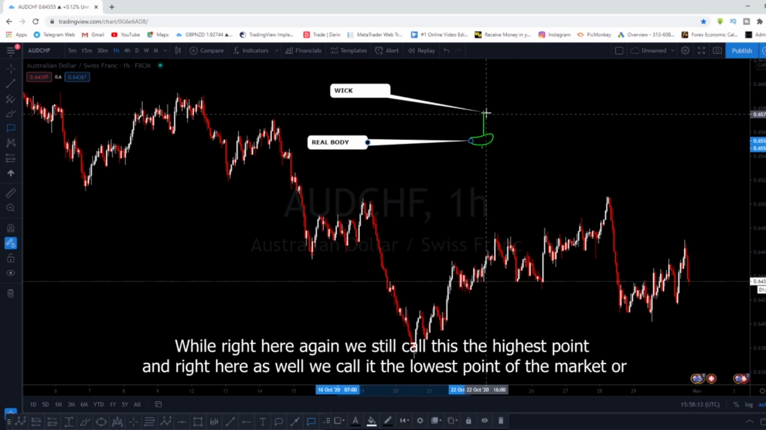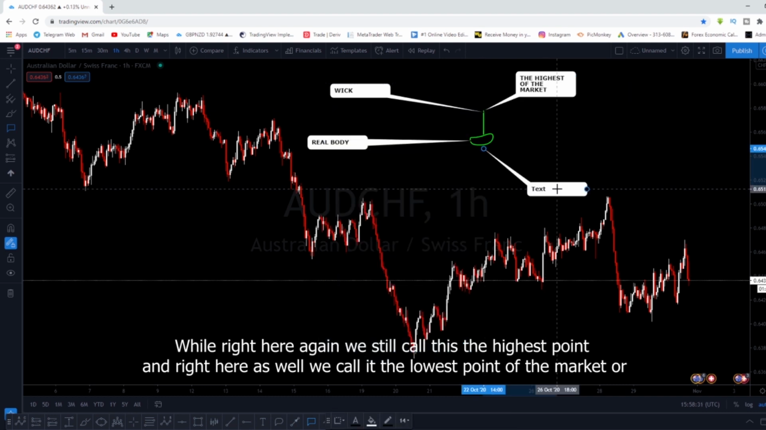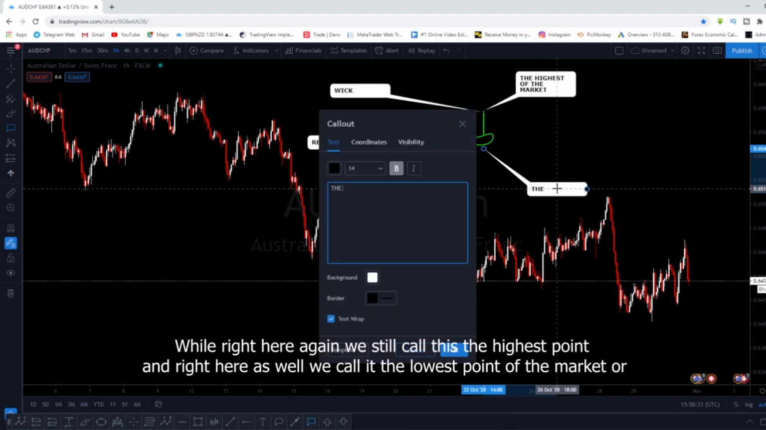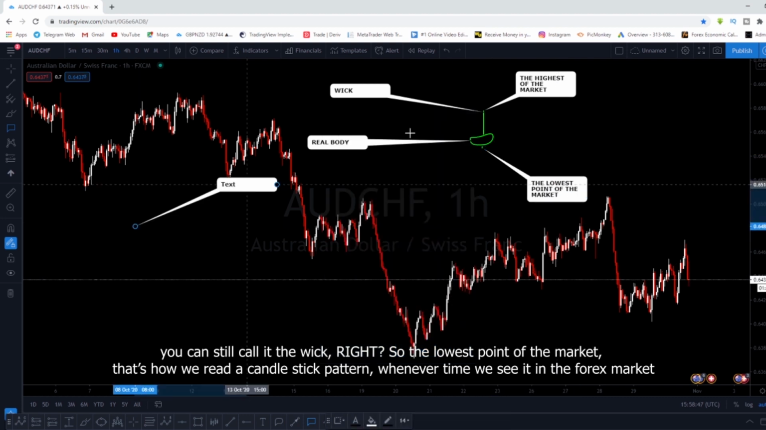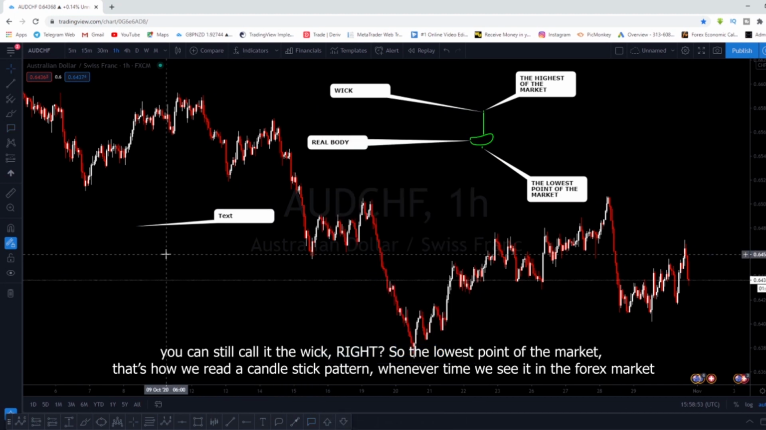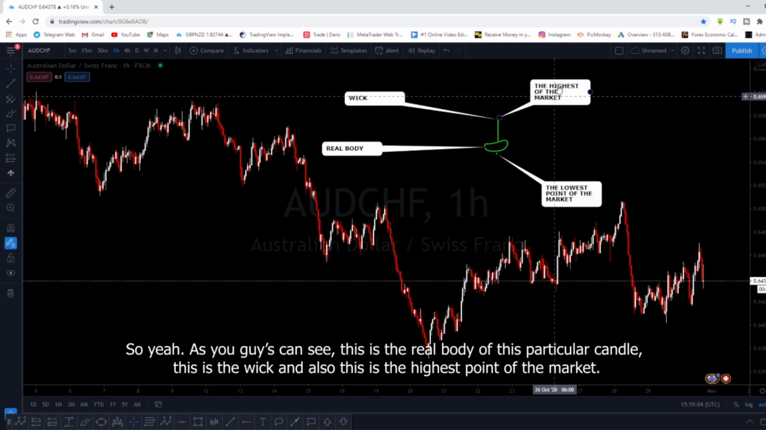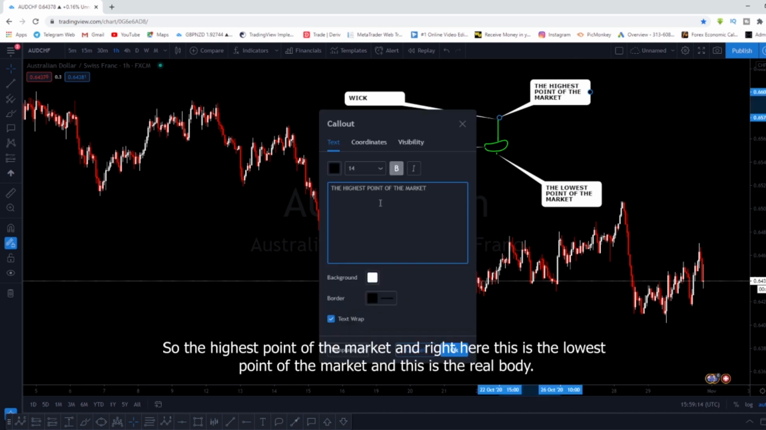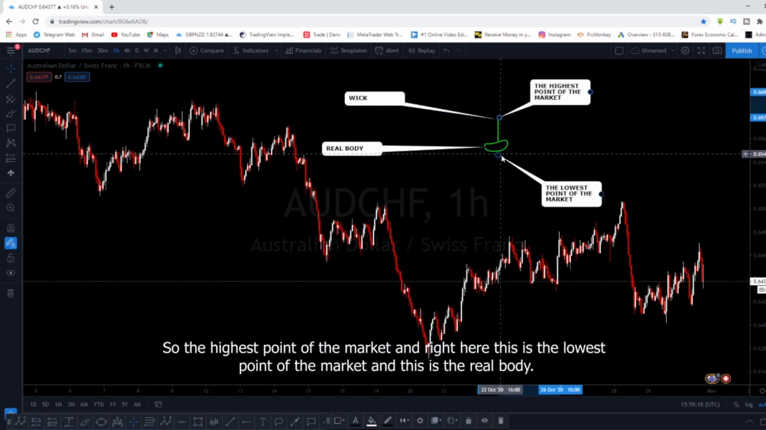Here we call this the highest point. And here we call it the lowest point of the market, or you can still call it the wick. That's how we read a candlestick pattern whenever we see it in the forex market. So as you can see, this is the real body of this particular candle, this is the wick, and this is the highest point of the market. Here is the lowest point of the market, and this is the real body.